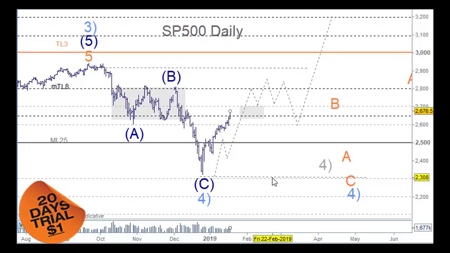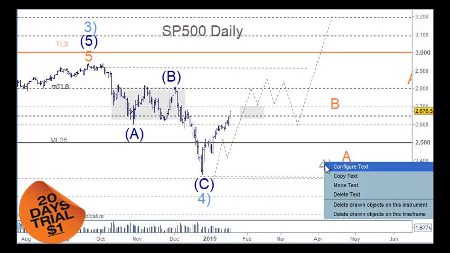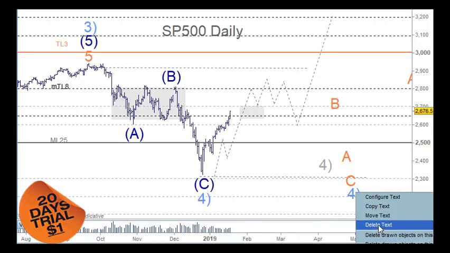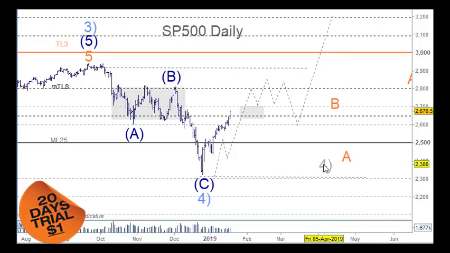So yeah, the main point is the move down here is corrective. So we may end up with a bigger correction of wave 4 over here. Let me just remove that for the time being. That one actually. So we can still have this one playing out here. Just move these out of the way here.